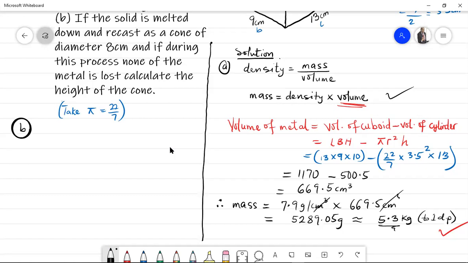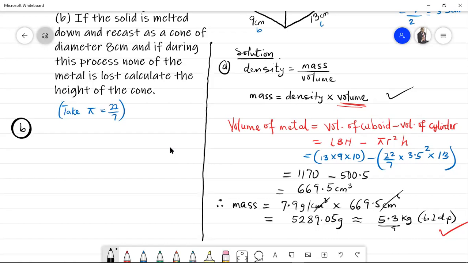For question B, we're told that if the solid is melted down and recast as a cone of diameter 8 centimeters, and if during this process none of the metal is lost, calculate the height of the cone. So it's like we just put the metal box inside the furnace and we melted it. Now, when you melt it, you will realize that the volume of the melted metal will still be the same as what will be used to make the cone.